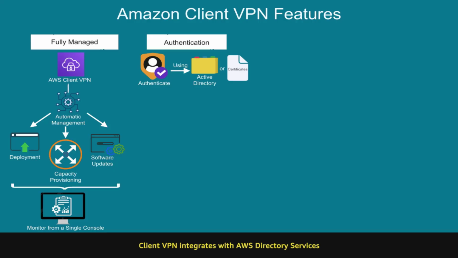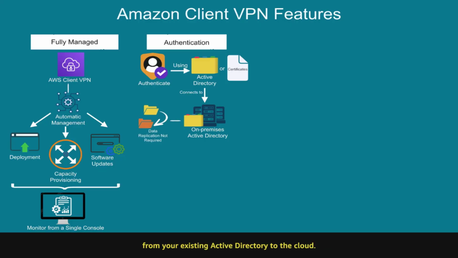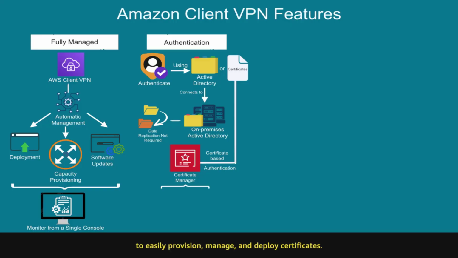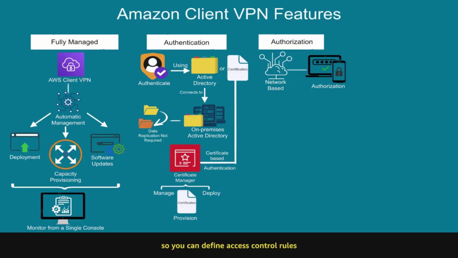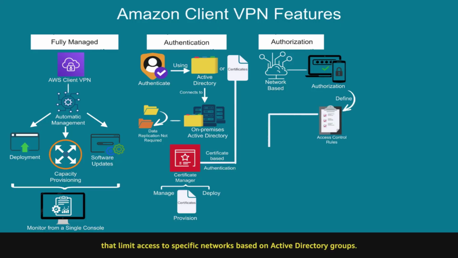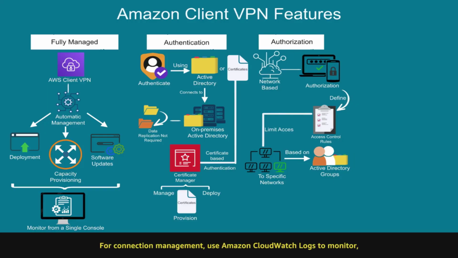Client VPN integrates with AWS Directory Services, which connects to your existing on-premises Active Directory, so it does not require you to replicate data from your existing Active Directory to the cloud. Certificate-based authentication with Client VPN integrates with AWS Certificate Manager to easily provision, manage, and deploy certificates. For authorization, AWS Client VPN is network-based, so you can define access control rules that limit access to specific networks based on Active Directory groups.